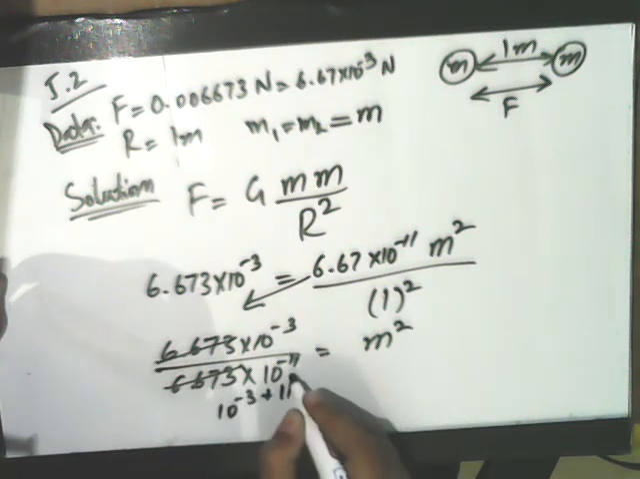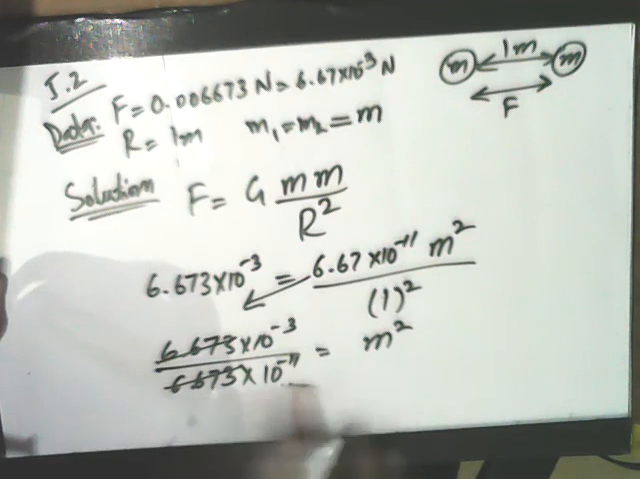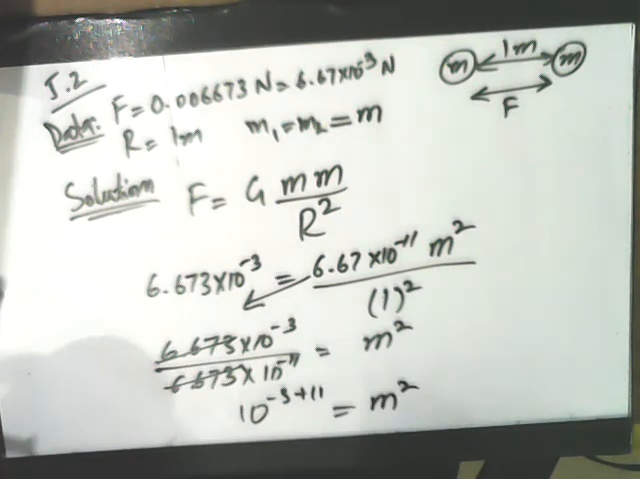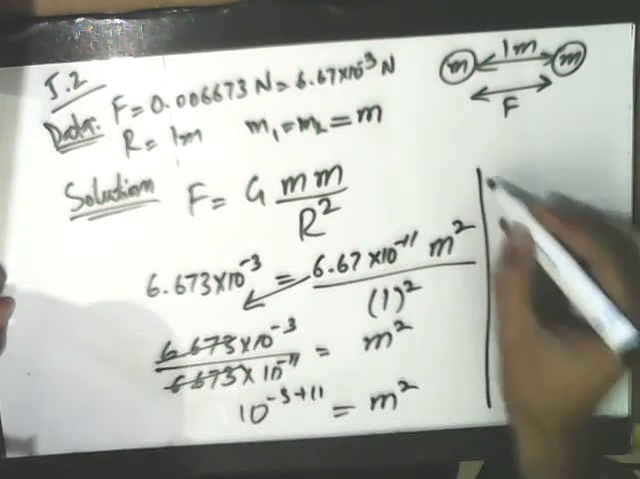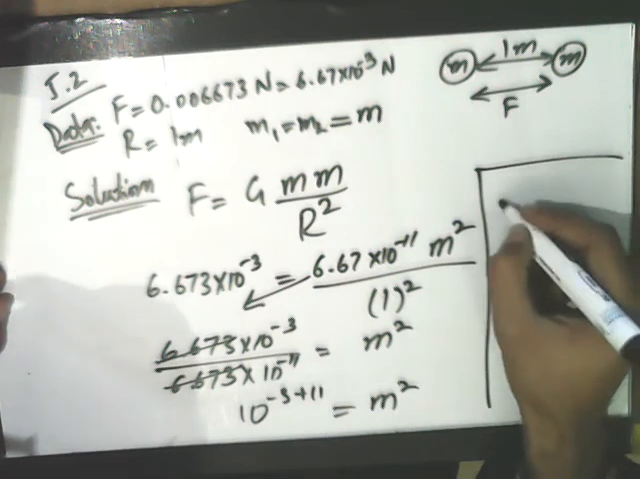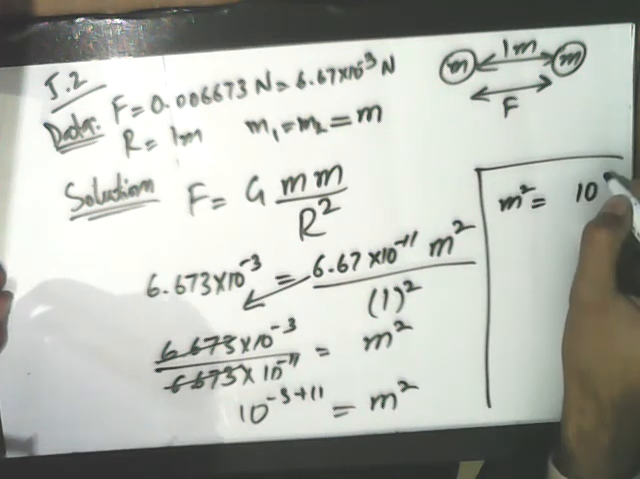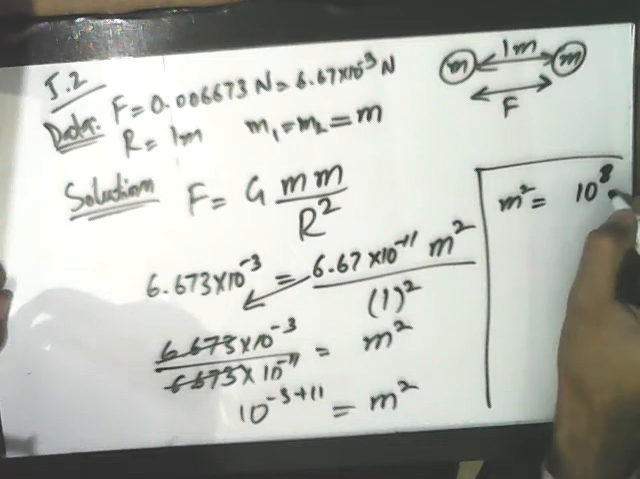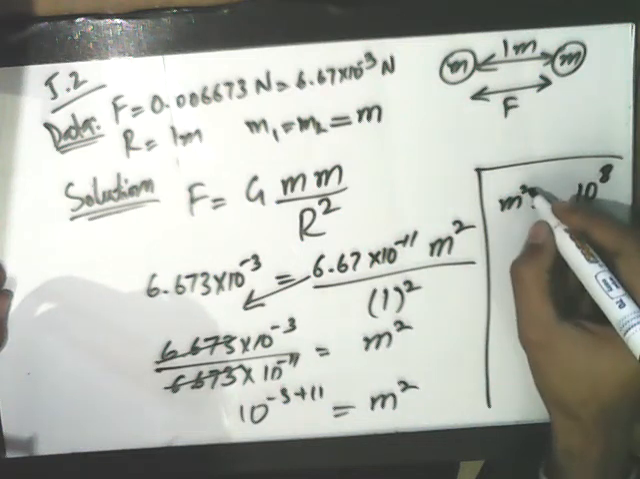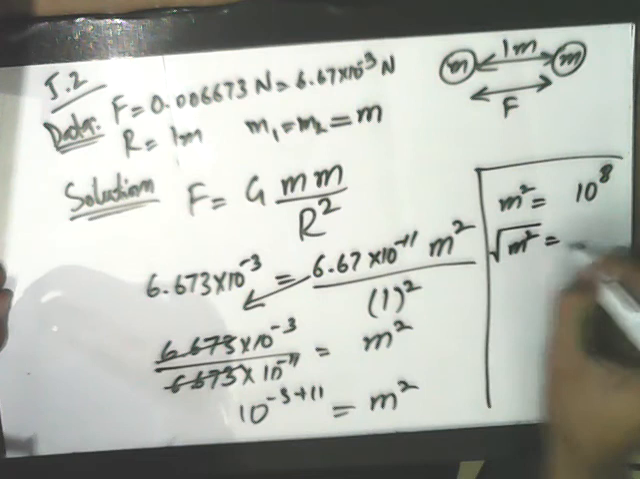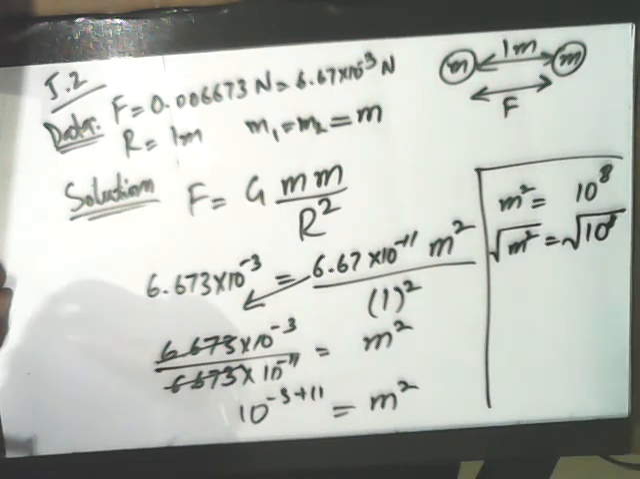Since this is a denominator, this is going to go up and get added, so this is going to be 10 to the power minus 3 plus 11 is equal to m squared, right? Now I'm going to use this tiny little portion to solve this. So m squared is equal to 10 to the power 8, right? But we are having square over here, so we're going to take the square root on both sides, 10 to the power 8 square root.